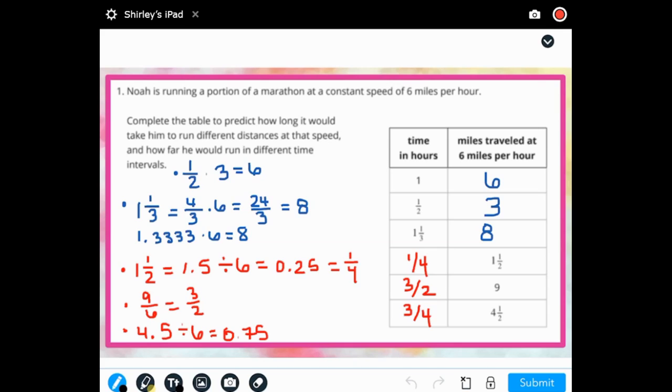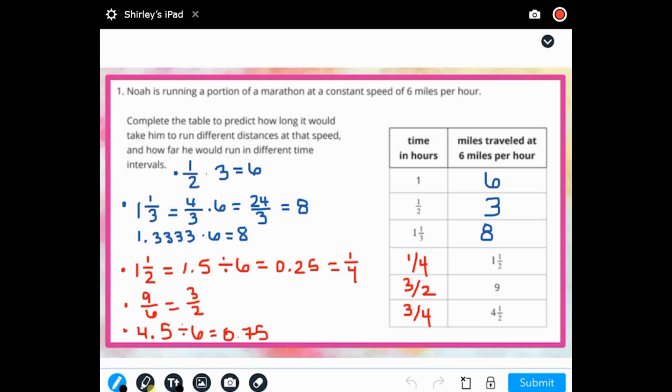This one is a little bit more difficult because there's fractions in it. So my sentence starting out the problem gives me the key piece of information that I need. It says Noah is running a portion of a marathon at a constant speed of 6 miles per hour. Complete the table. So that first sentence helps me figure out the first row. In 1 hour, how far am I going to run? So then try and go through and fill out the rest.